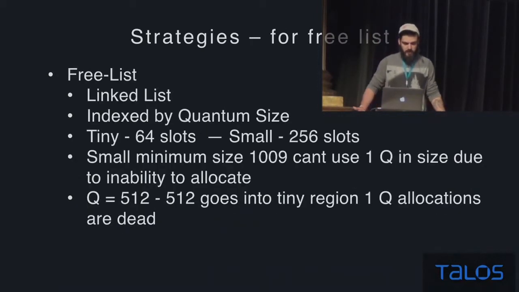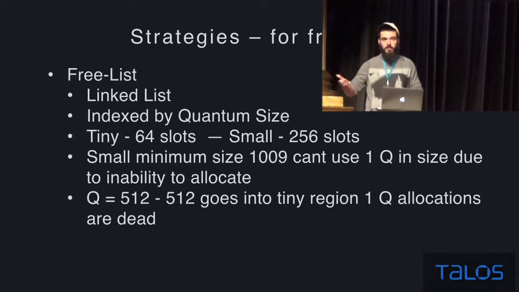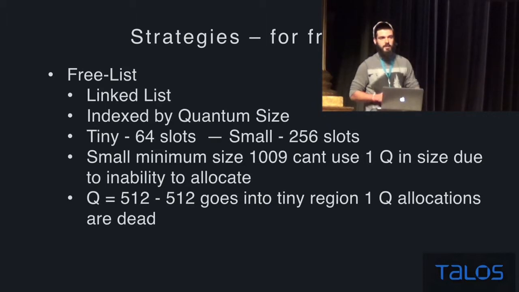All right, so we talked about free lists. It's just indexed by quantum size. It's bucketed linked lists. Tiny 64. All right, so small. The minimum size is 1009 for a small slot. What's interesting about that is that a small quantum is 512. So that means the first bucket on the small list is 512. Well, if the smallest allocation you can make is 1009, that means any allocation that falls in the 512 region is dead. So if you have a 1009 byte block and you take only a little bit from it, and now it's a 512 byte block, it's dead to you.